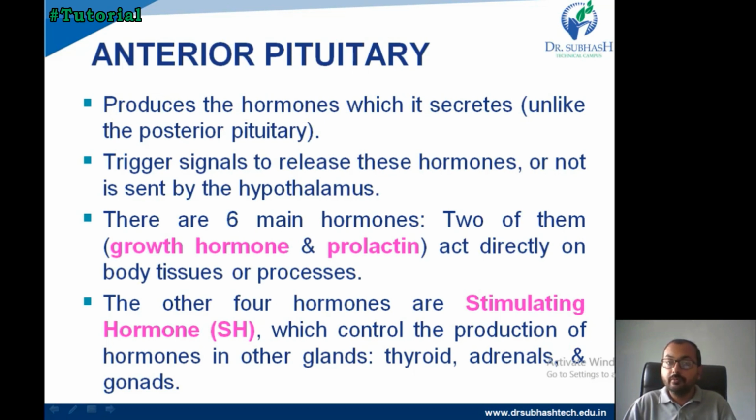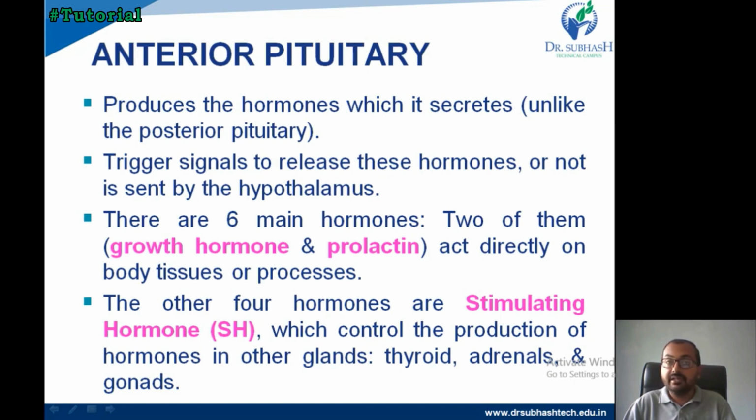From that, 2 of them, that is growth hormone and prolactin, act directly on body tissues or the processes which are already running. We can say that they have a direct role in regulating metabolic activities. The other hormones are stimulating hormones which control the production of hormones in other glands, that is the thyroid gland, adrenal gland and the gonads.